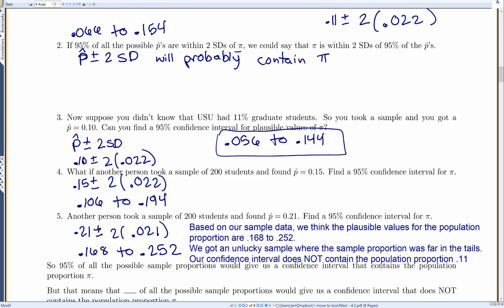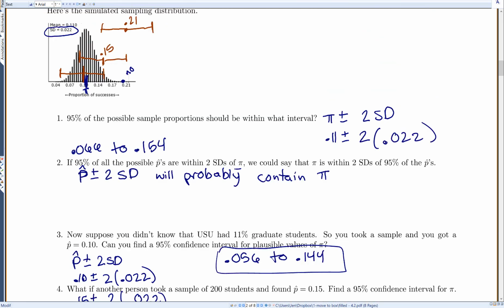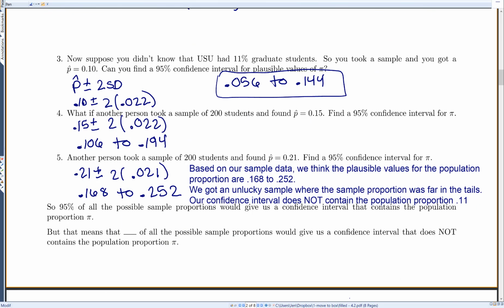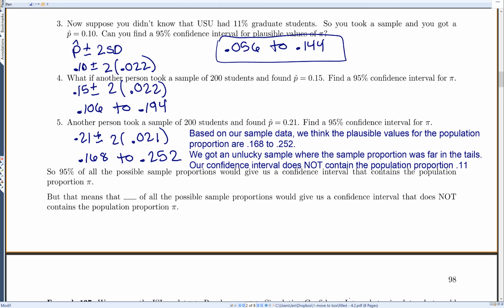Now what happened here is we just happened to get a sample proportion that was really far out in the tails. We said most of our values should be close to 0.1. It is possible though to get values way out here. It's not super likely, but it is possible. And if we happen to get a sample proportion way out in the tail, then when we find the plausible values based on our sample data, our confidence interval won't actually contain the population proportion. However, that doesn't happen very often, because 95% of all those possible sample proportions will give us a confidence interval that contains the population proportion pi. So like this one did.